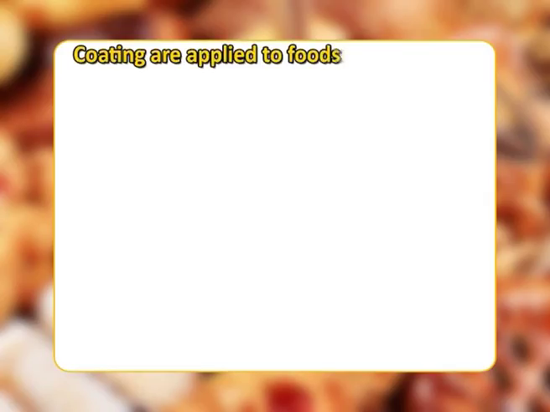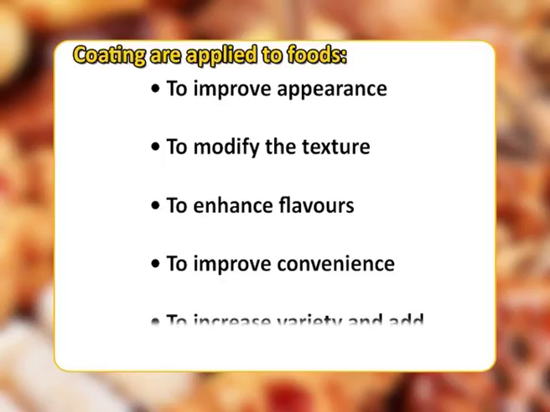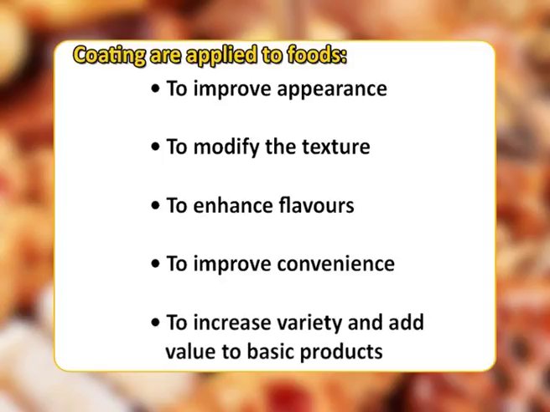Baked goods and confectionery. In each case, the aim is to improve the appearance and eating quality of foods and to increase their variety. In some cases, coatings also provide a barrier to the movement of moisture and gases and protect the food against mechanical damage. Coatings are also applied to foods to improve their appearance, to modify texture, to enhance flavors, to improve their convenience, to increase variety and add value to basic products.